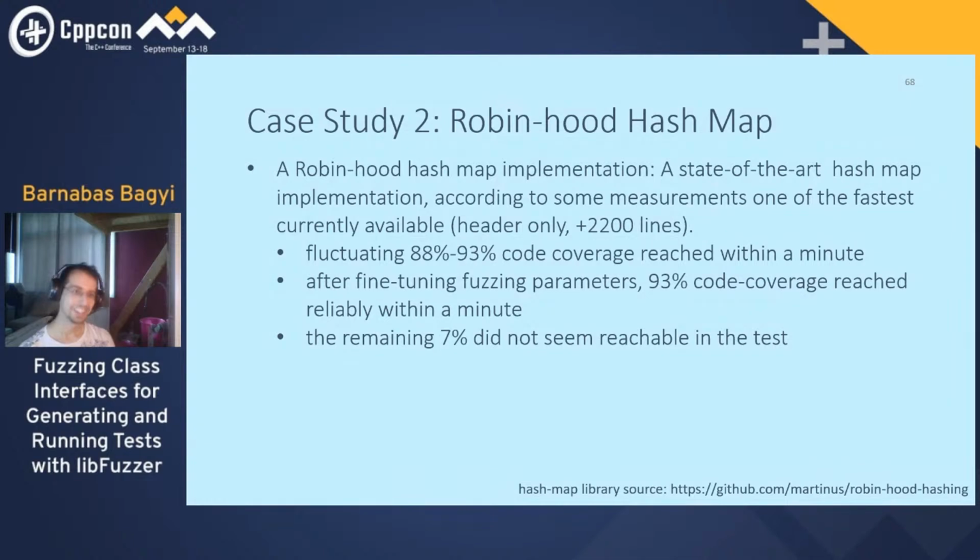Of course, after that I also looked at the remaining 7%. Maybe we can do something else to reach that too. But I found that it wasn't really possible, because all of it was explicitly instantiated template functions and a few lines of code which needed the container to be obscenely large. And so I was fine with not hitting any of that.